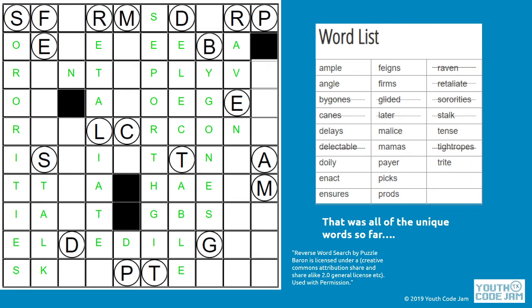Next is the word ensures. And now that I remember that there are two E's, let's check both of them. It doesn't fit in any of these places. E-N-S-U-R, no, it doesn't fit there. So it must be with this E. It doesn't fit in these places. It does fit here. So let's write it in.